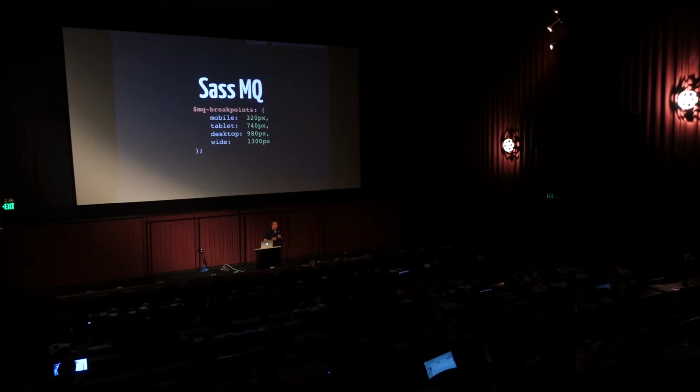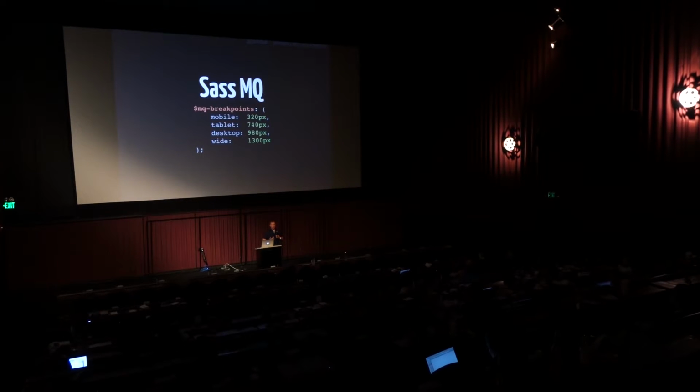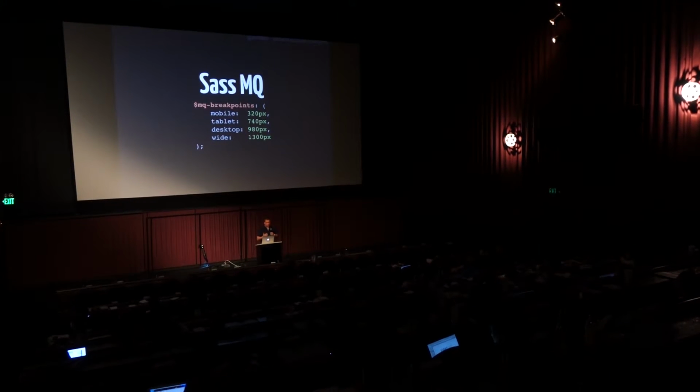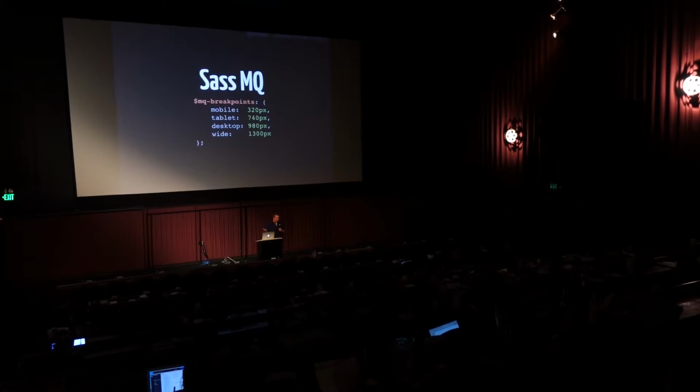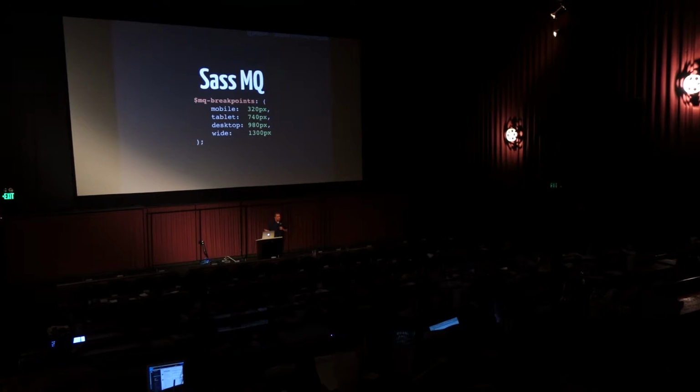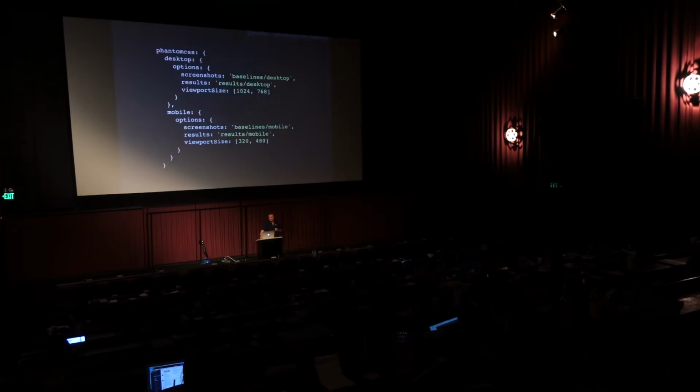I like to use sassmq for keeping an inventory of all of my breakpoints on the front end. So this gives me a menu that I can use to test against. Whether you have just mobile, tablet, desktop, and wide, or you have various other ones, you can go back to your table of contents and see where you need to target with your tests.